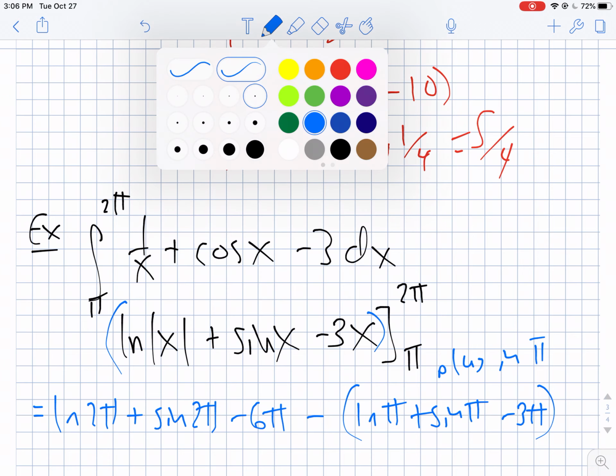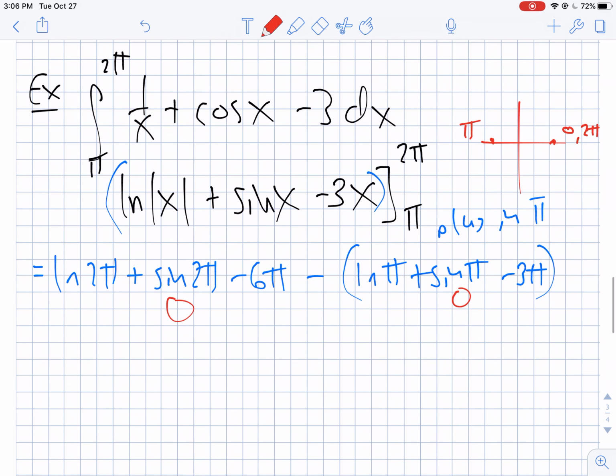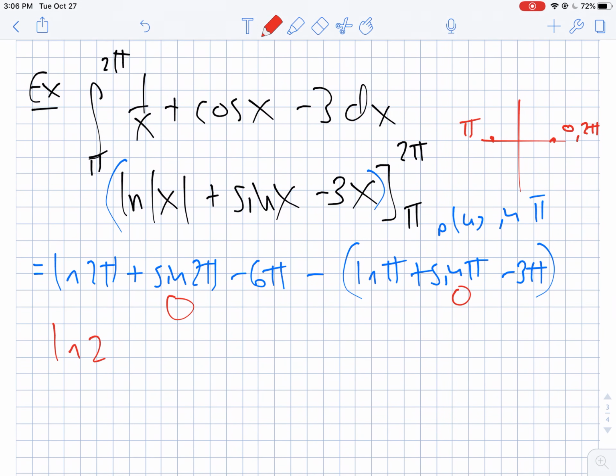All right. Now, a lot of the cool kids in the class at this point have realized, okay, if you're at pi and at 2 pi, like this is 0, it's also 2 pi, that means that the sine of both of those is actually 0. That worked out really nicely. So this just becomes ln of 2 pi minus 6 pi minus ln of pi plus 3 pi. So we have ln of 2 pi minus the ln of pi minus 3 pi.